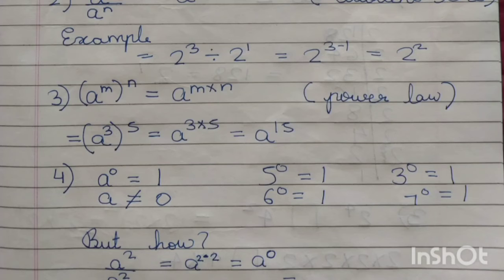But now how can we explain why this law is happening? So 2 to the power 2 is 4. We know 2 into 2 is 4. Then 4 to the power 5.